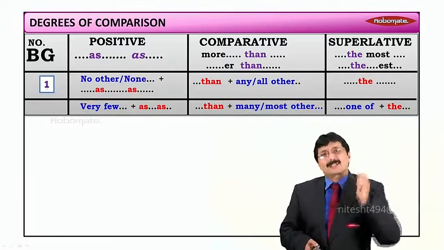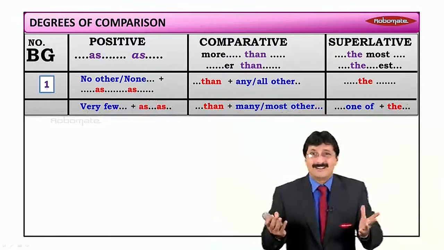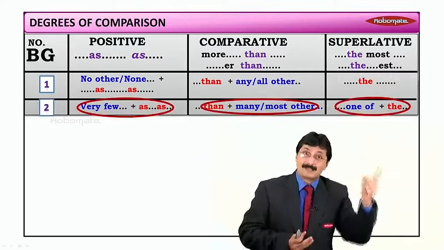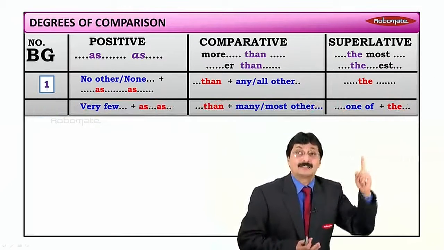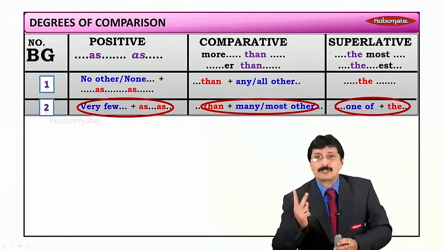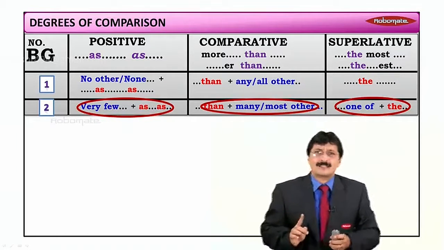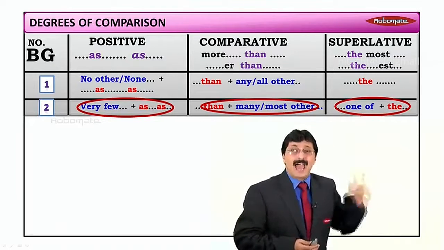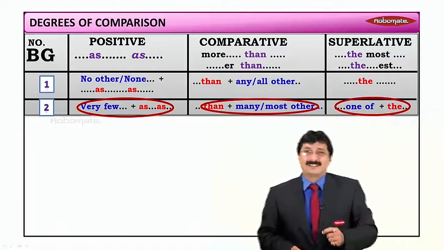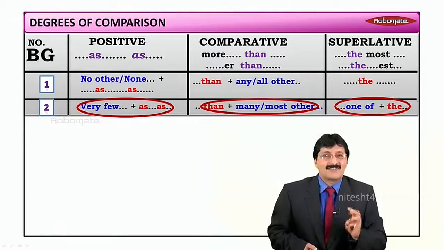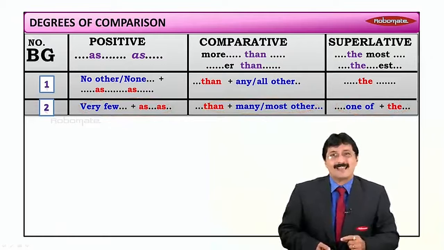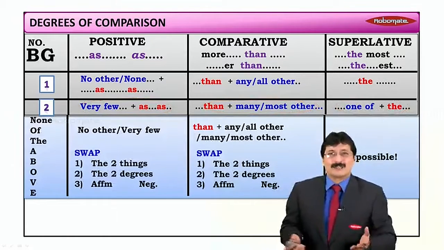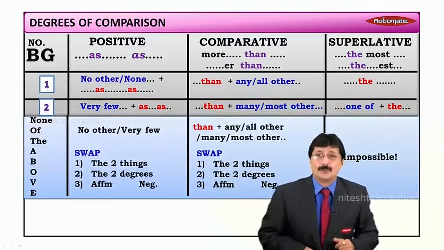This, my dear friends, is combo number 2. Combo number 1: no other, none in the positive, than plus any other, all other in the comparative, and the in the superlative. Combo number 2: very few at the start of the positive, than plus many other, most other in the comparative, and one of the in the superlative. And there is only one more combo left, my dear friends, and that's combo number 3. Absolutely. And this is combo number 3 for you.